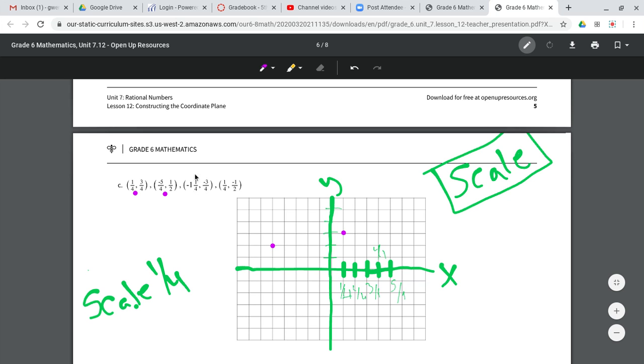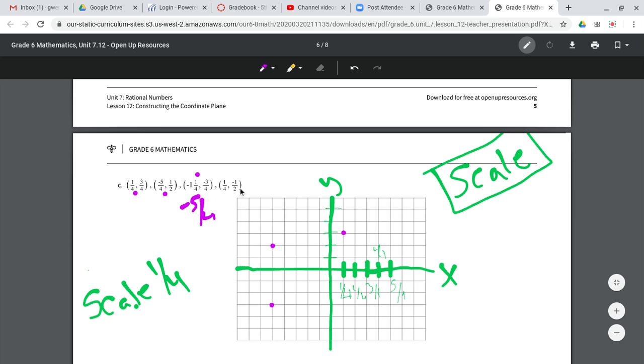The next one is -1 and 1/4. Remember, we can take mixed numbers and convert them into improper fractions. So we take 4 times 1, which is 4, and then add 1 to it, which will get us 5. So this is going to be a -5 fourths and 3 fourths. So we start at our origin, we go over -5 fourths, which will put us right here, and then we're going to go down 3 fourths. So 1/4, 2 fourths, 3 fourths.